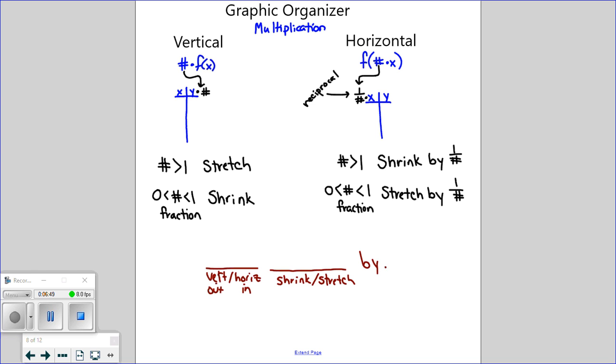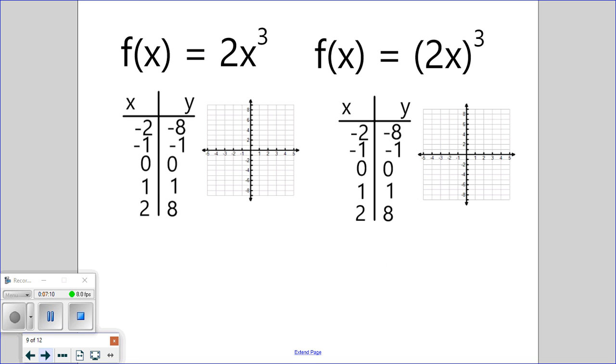And then by, and then you're going to have a number that follows here, and that needs to be the number you multiplied your table of points by. Okay, and your words need to match. If you say shrink, you need to follow it with a fraction. If you say stretch, you need to follow it with a big number. So looking at, I've got 4 examples, one of each, inside and outside, so vertical and horizontal, and shrink and stretch, big numbers and small numbers.